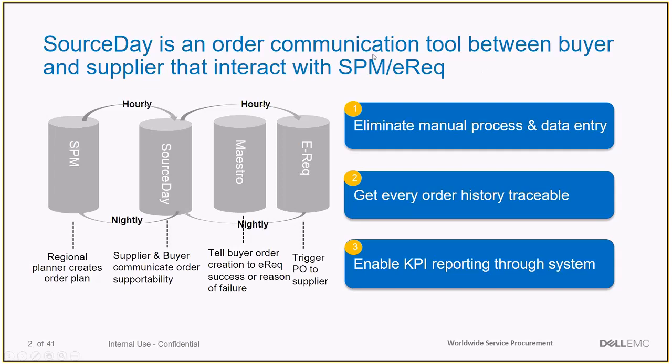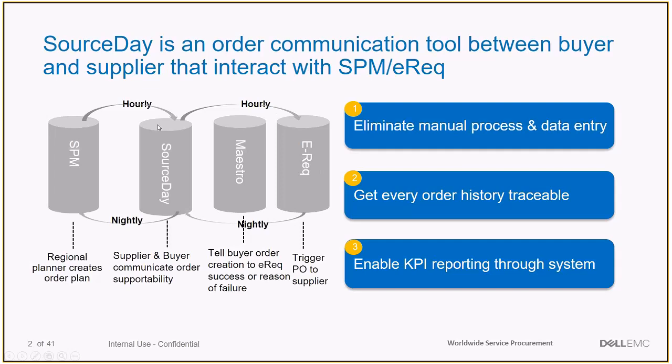In the future, the process will be like this. We have a planning system, and the planner will do some layout calculation. Then they will say, I need this part number at this time, but they will send it to SourceDay first. SourceDay will trigger an email to you to say, this is the request from the Dell planner. Then you can go to the web tool to review their request. If you accept and acknowledge their request, then the PO is still generated from EREC. That means EREC still generates the PO to you.